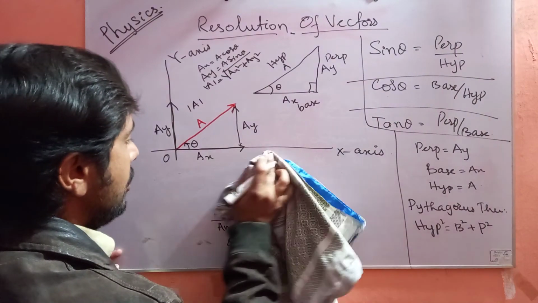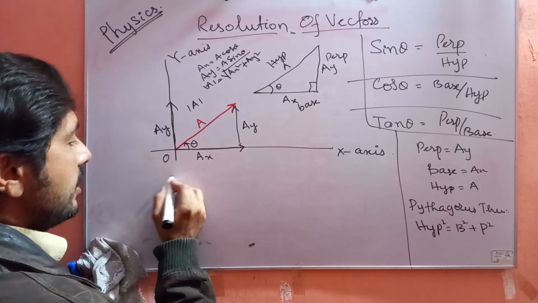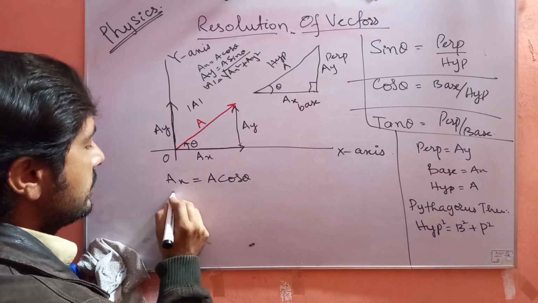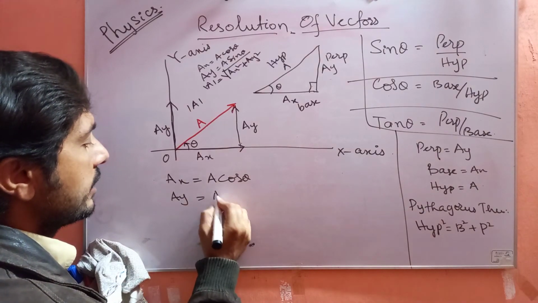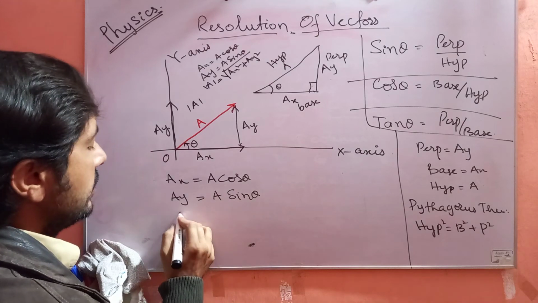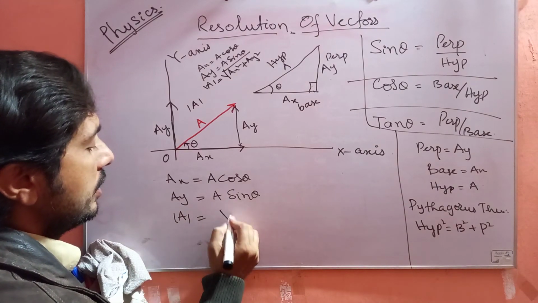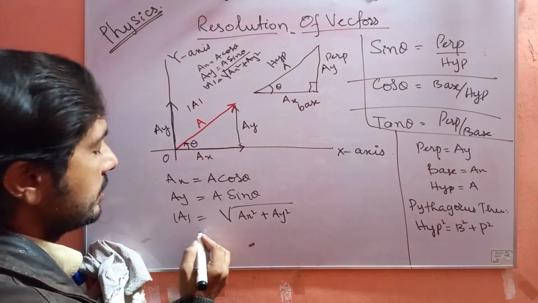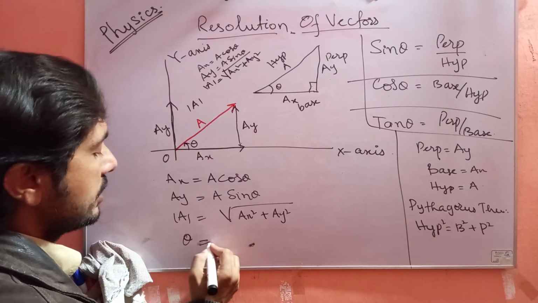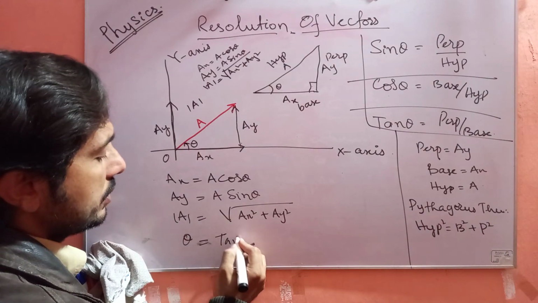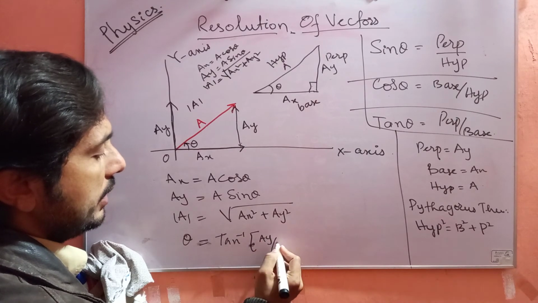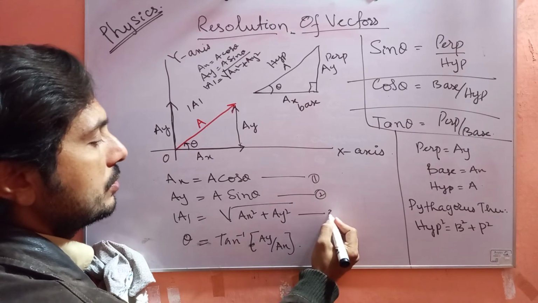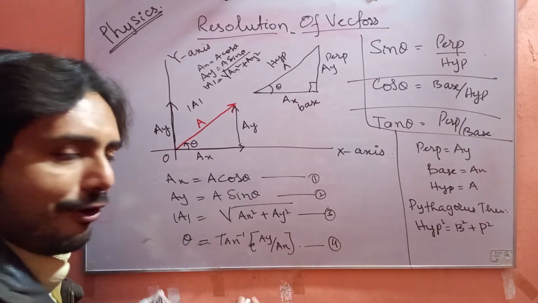So in short, we determined four formulas. Number one was for the x component, and it is equal to A cos theta. Number two was the y component, and it was equal to A sine theta. The third one was the magnitude of this vector, which was equal to the square root of Ax squared plus Ay squared. And the last one was about the direction theta, and that was equal to tangent inverse of Ay upon Ax. These were equations number 1, 2, 3, and 4.